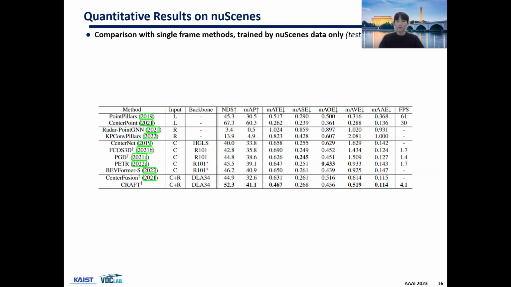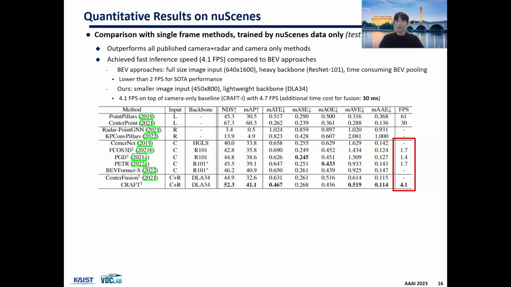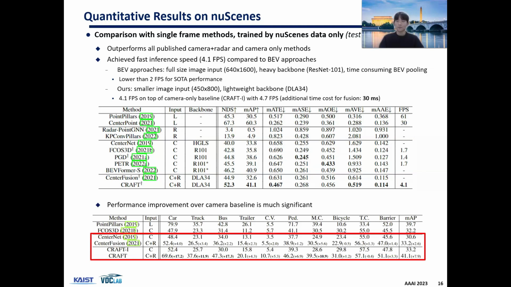And for the experiments, we conduct the experiments on the nuScenes dataset. First, we compare our method with the state-of-the-art methods using a single frame and trained with the nuScenes dataset only. Ours outperforms all published methods by a large margin, and we highlight that our method only requires 30 milliseconds of computational cost for a significant performance gain. Also, the performance gain by radar fusion over the camera baseline is much more significant compared to the previous camera-radar fusion method, CenterFusion.